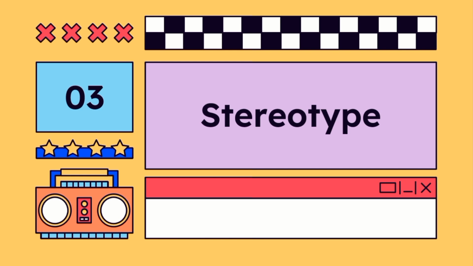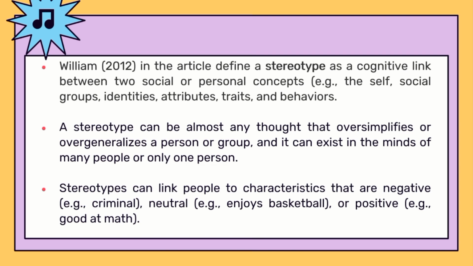Okay, so we will talk about stereotype. Based on William, in the article, a stereotype is defined as a cognitive link between two social or personal concepts, such as the self, social groups, identities, attributes, traits, and behaviors. A stereotype can be almost any thought that oversimplifies or overgeneralizes a person or group, and it can exist in the minds of many people or only one person.